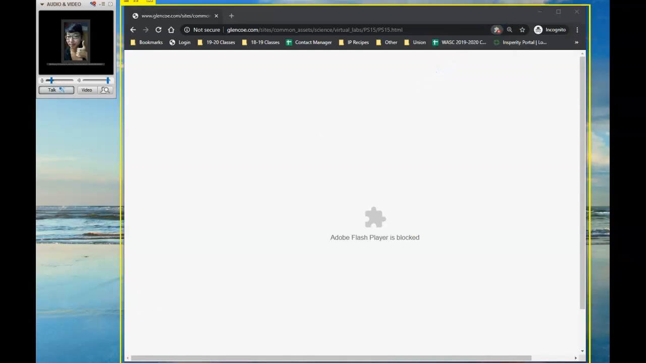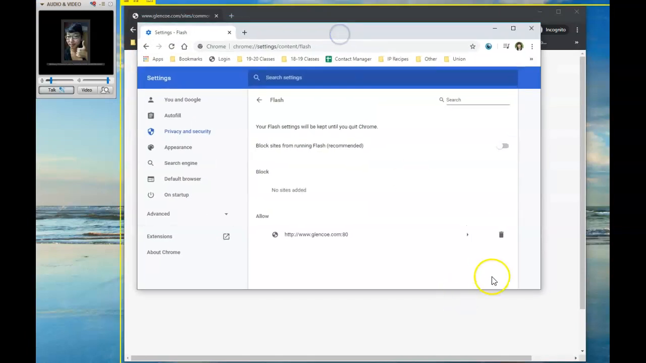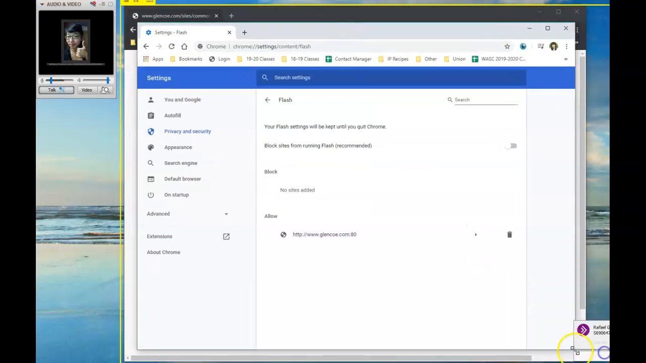Okay, and from there, a new website will pop up. Sorry, it's got really big. One second. So you will see a new website pop up, okay? And right where it says block sites from running Flash recommended, you're going to go ahead and click that button and it'll turn blue. And now it says ask first. And that's what you want. So it says ask first.